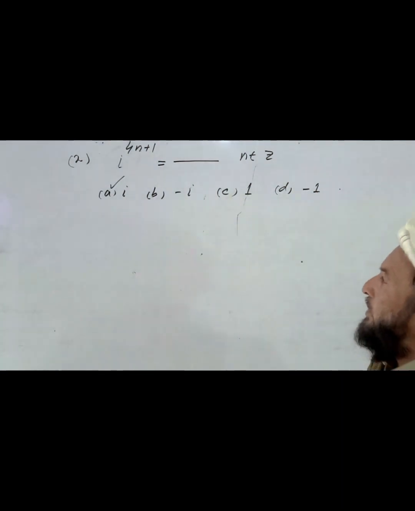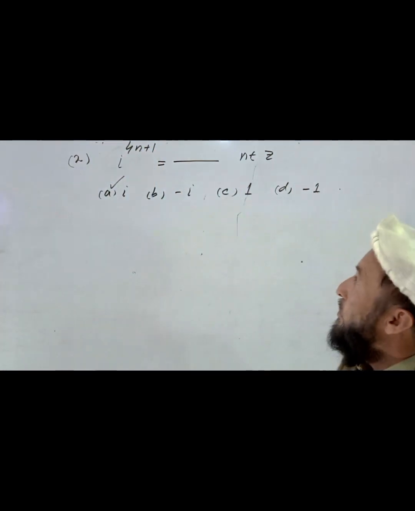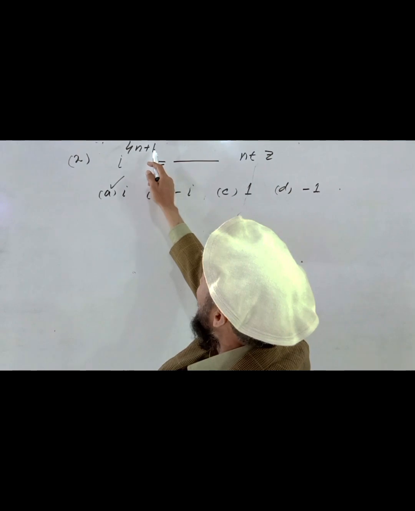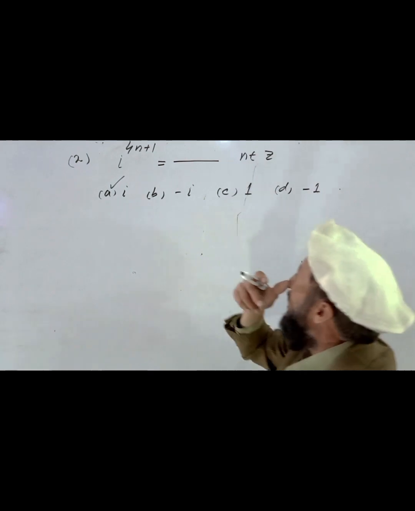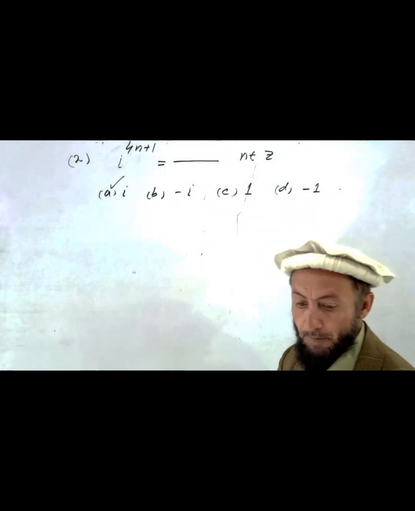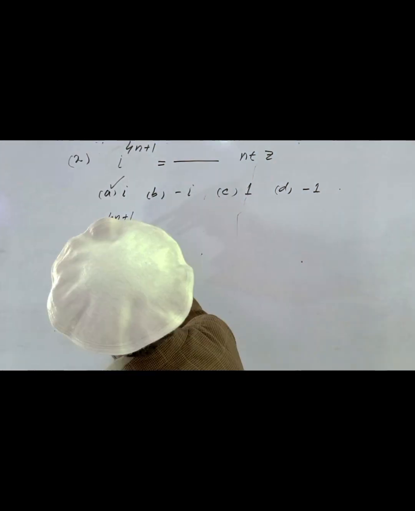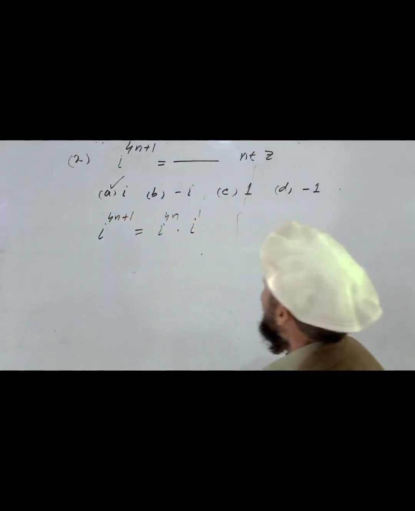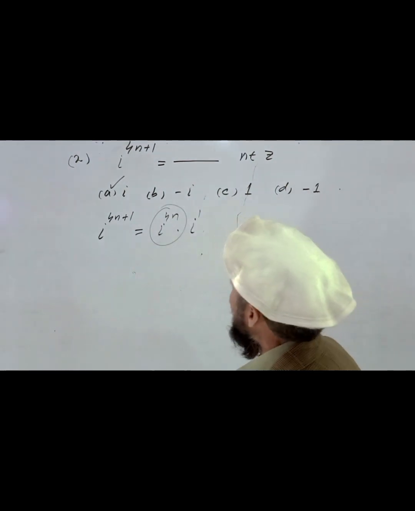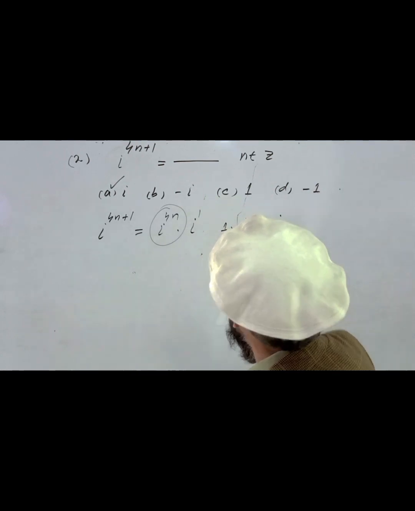The result of iota 4n will always be positive 1, because we have already discussed that for the multiple of 4n we get the result 1. Iota square you will get as iota. To find the solution we can write 4n plus 1, so iota power 4n into iota power 1. We have already discussed the property: 1 into iota is equal to iota.